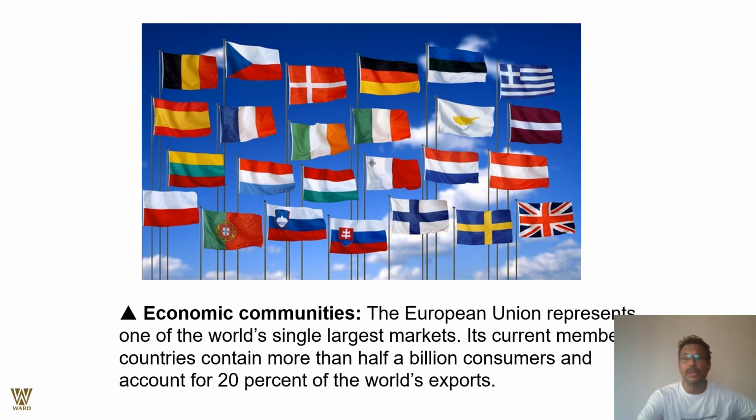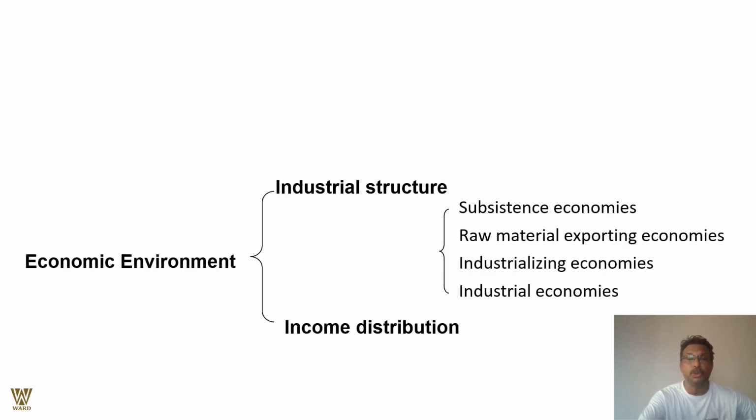Here are all the affiliate nations of the European Union. Among economic communities, the European Union represents one of the largest single markets. Its current members include almost every country barring Great Britain, which made an exit last year, containing more than half a billion consumers and accounting for approximately 20% of the world's exports altogether. So yes, we are talking about the economic environment, which is part of industrial structure and income distribution.